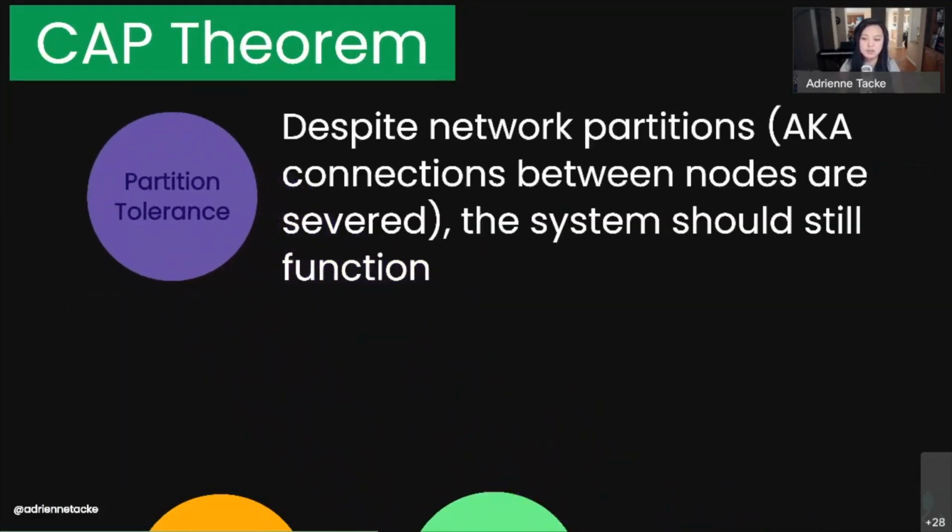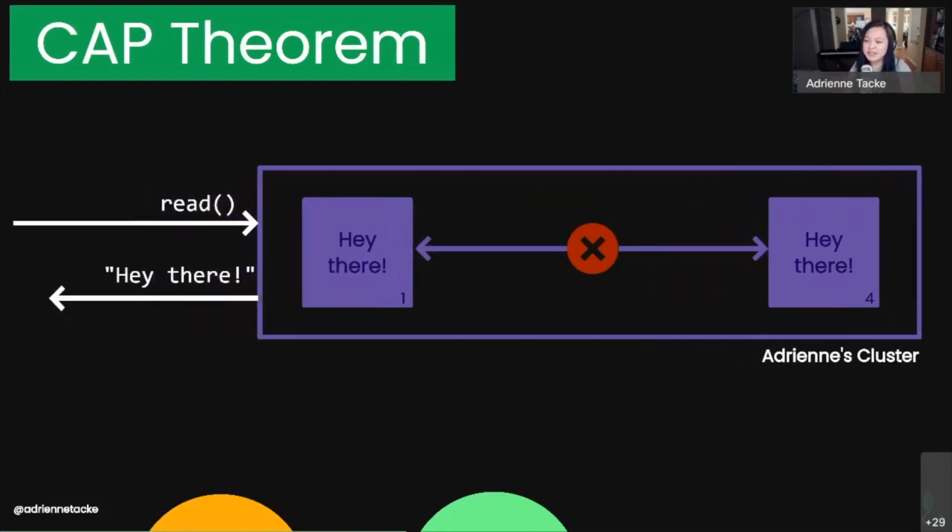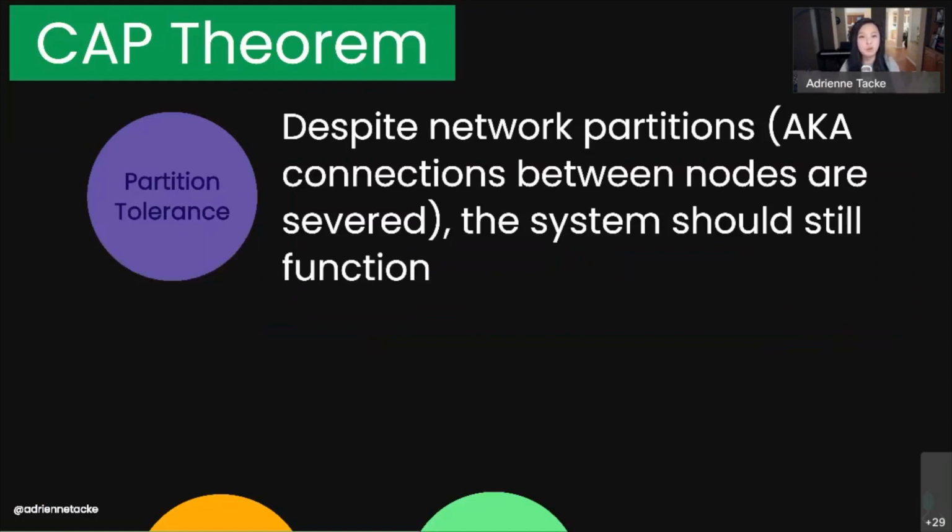And lastly, partition tolerance. So despite network partitions, aka when connections are severed between nodes, they can't communicate to each other, again, the system should still function. So back to our cluster. We have 4 nodes. "Hey there" is all there. Everything's fine and dandy, right? Now, let's say that some communication breaks between node 1 and node 4. There's no way for them to talk to each other. And if this needed to write or replicate something, it's not able to do so because the communication has been severed. Well, a partition tolerant system says that even if this state exists right now, even if node 1 and node 4 can't talk to each other, we're still going to get a response. The system is still going to be functional for the user. So partition tolerance, despite network disconnectivity or severed connections between nodes, system should still function.